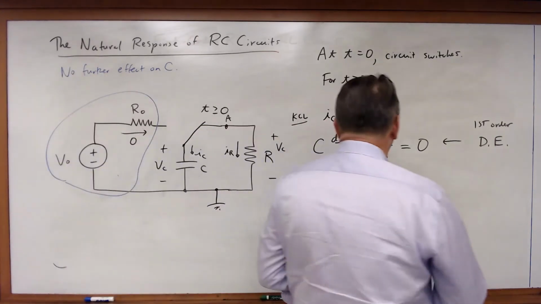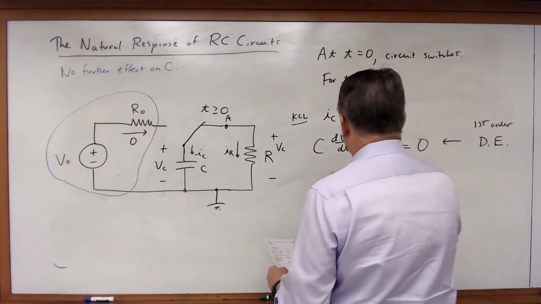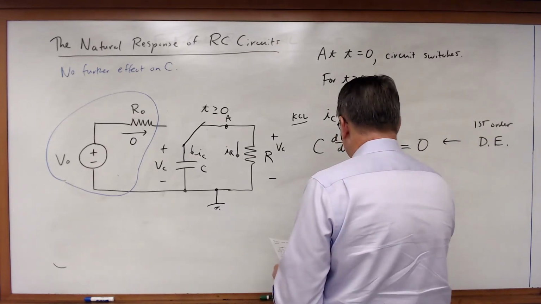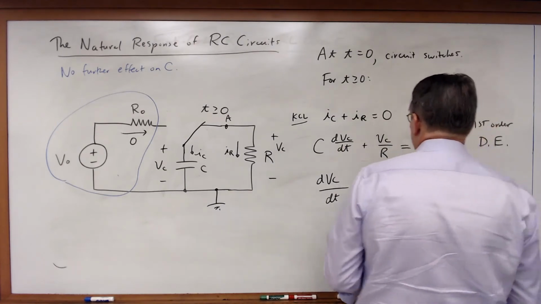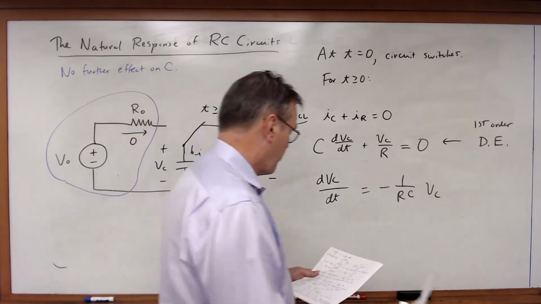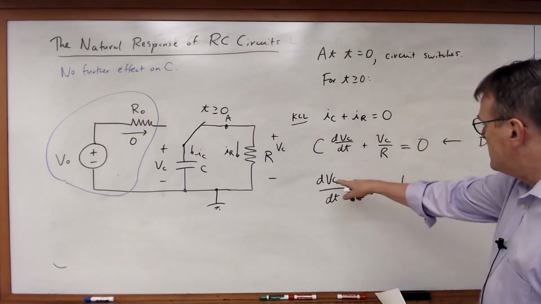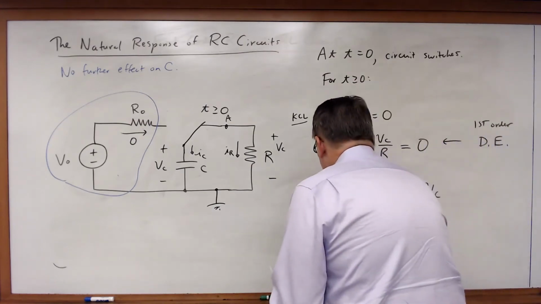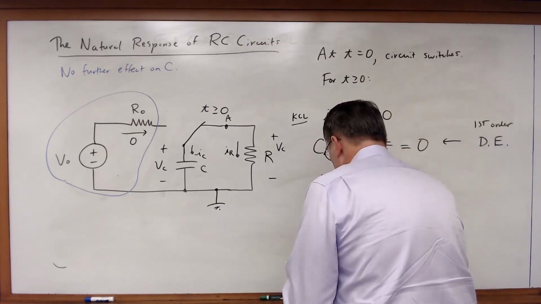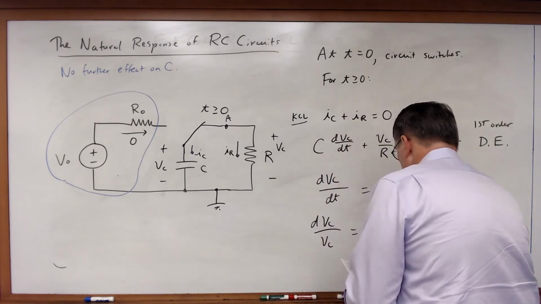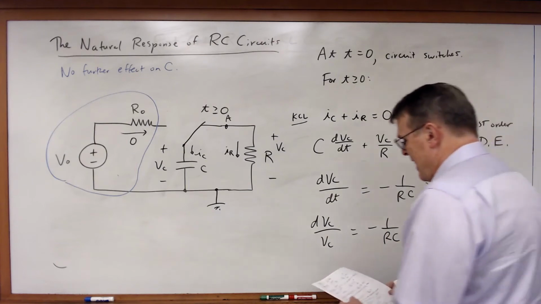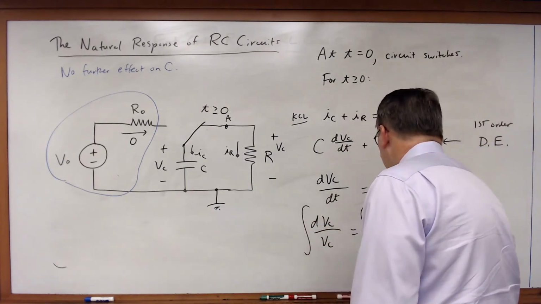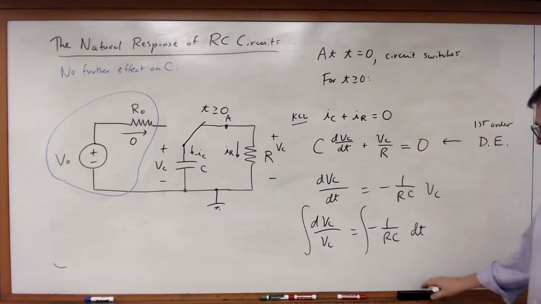So let's do that. Let's rearrange a few terms here. So dVc/dt should be equal to minus 1 over RC times Vc. Now let's bring all the Vc's and dVc's over to one side. So dVc over Vc will be equal to minus 1 over RC dt. So just rearranged a few terms to go from here to here. Now let's take this and we're going to integrate both sides of this. So let's do that.